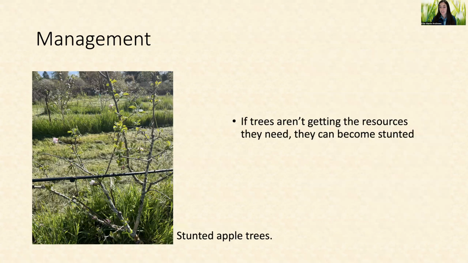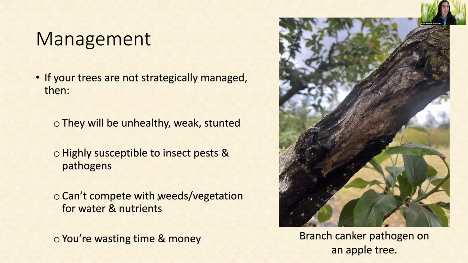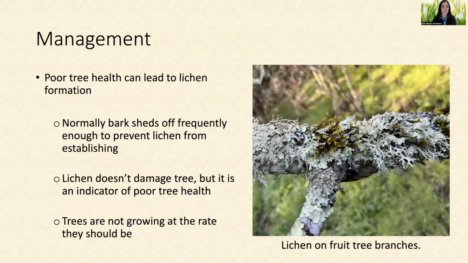And if trees aren't getting the resources they need, they can become stunted, and they're not going to grow as much, they're not going to produce as much fruit. So if your trees are not strategically managed, then they'll be unhealthy, weak, they're going to have higher susceptibility to insect pests and pathogens. They won't really be able to compete with weeds and vegetation for water and nutrients as effectively. And ultimately, it's a waste of time and money. So here's just one example of a disease on an apple tree. We're going to get more into that later.